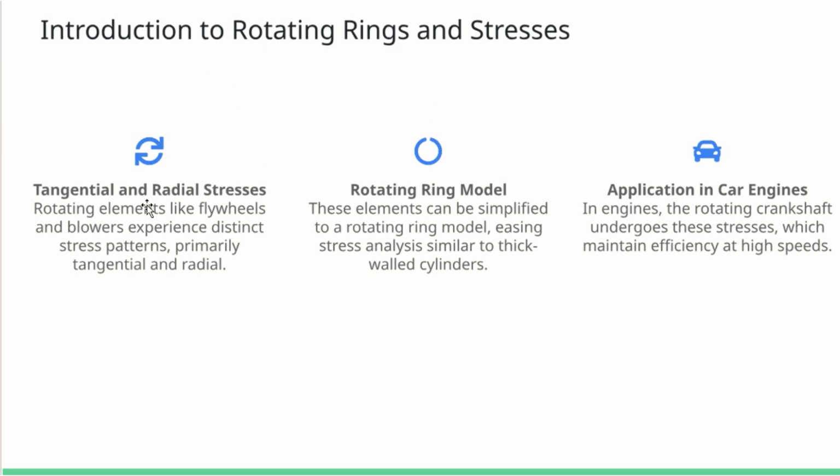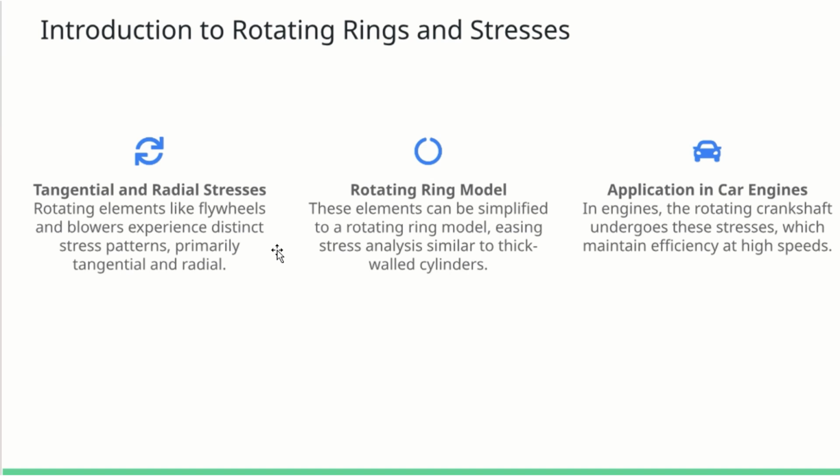Things like flywheels, blowers, and everything that is moving around in circles, rotating, are called rotating rings. Rotating elements like flywheels and blowers experience distinct stress patterns, primarily tangential and radial stress. Because they are always rotating, like flywheels and blowers, and cars, they have the stress pattern.